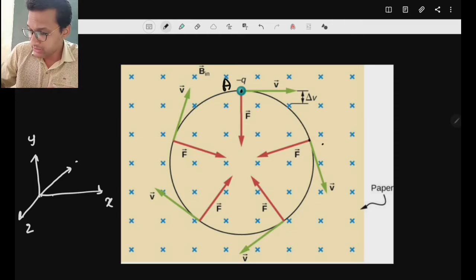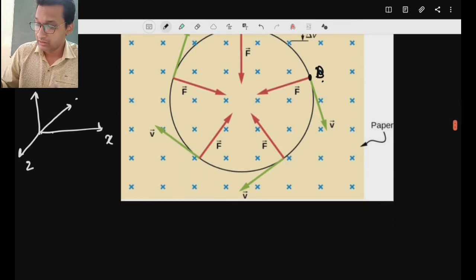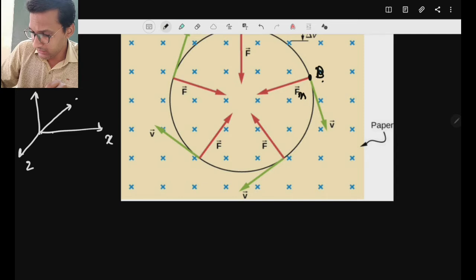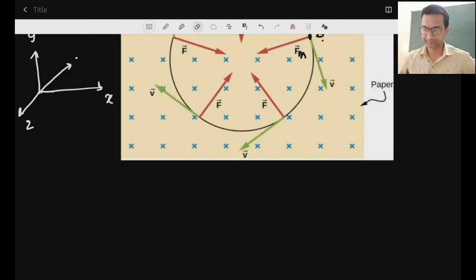It will come to maybe a second point, let us say B. Again here the force will be perpendicular to the velocity. The magnetic force is always perpendicular to the velocity. So the particle will start rotating. It will rotate in a circle if the velocity is perpendicular. And because it is rotating in a circle, this force, that is the magnetic force, is also acting like a centripetal force.